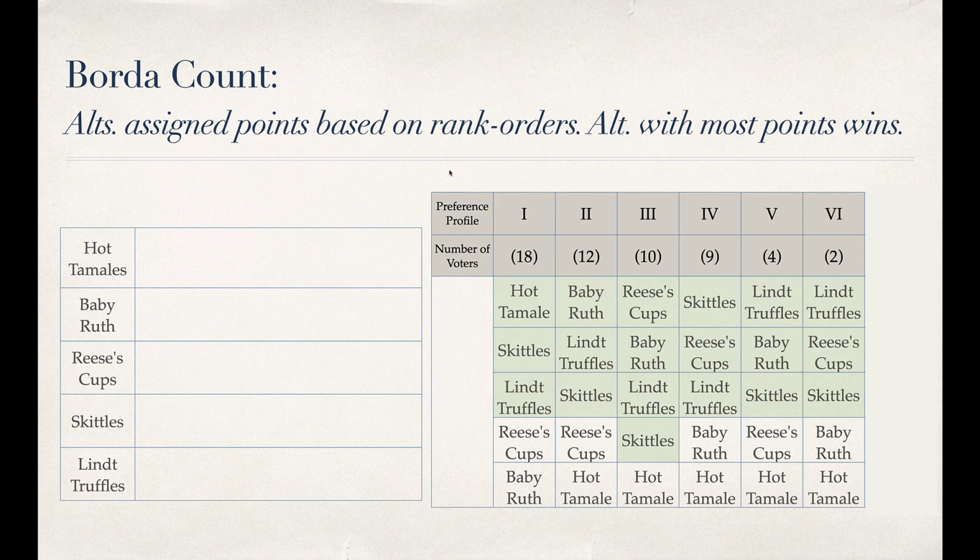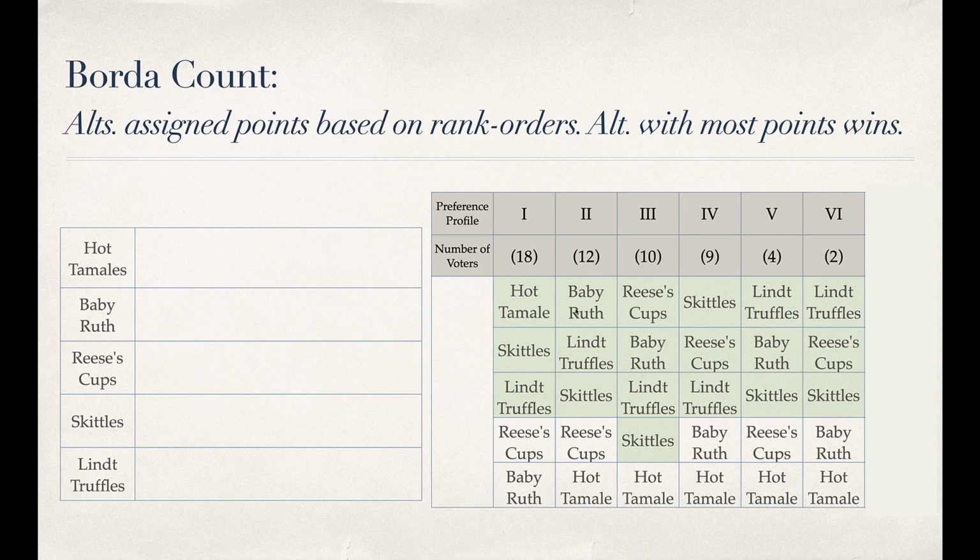This is the preference profile for the group of voters, and this lists everyone's preference ordering. So there are 4 people who strictly prefer Lindt truffles to Baby Ruth, strictly prefer Baby Ruth to Skittles, strictly prefer Skittles to Reese's Cups, and strictly prefer Reese's Cups to Hot Tamales. They have a strict preference ordering, these 4 people, and it runs just like this. That's how you read all these. We don't care about the green shading. That is for approval voting, and this is not approval voting, okay?